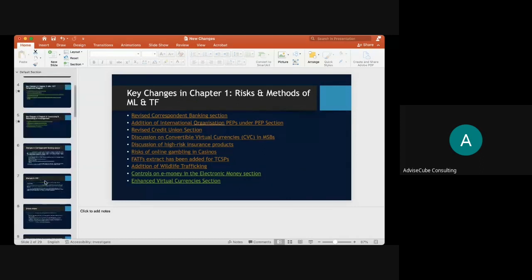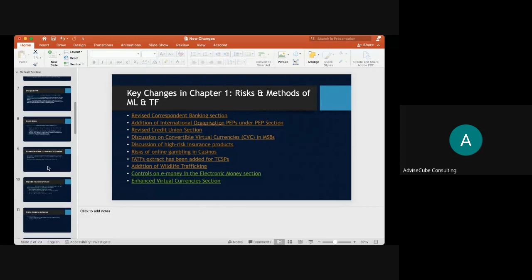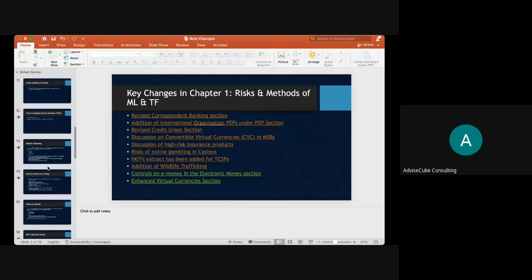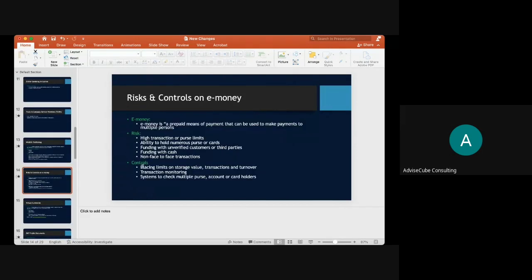Okay, after wildlife crime we have e-money. I will switch to e-money, then tell me if you guys have any issue. Can you see it well? Yeah, we can see it now.